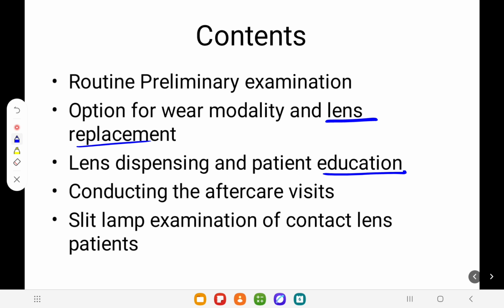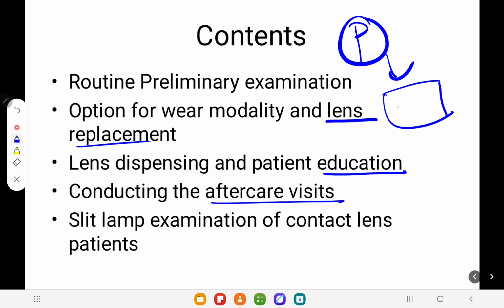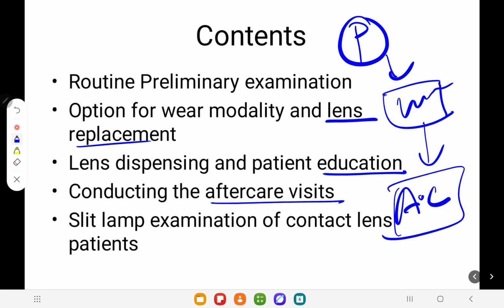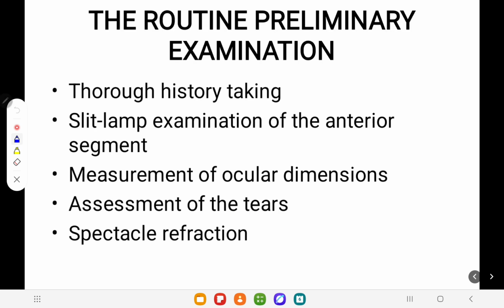So, conducting the lens aftercare visit: first the preliminary examination, then dispensing, then after the patient wears the lenses, we think about aftercare. The preliminary examination is directly correlated with the aftercare visit. As an optometrist, we make up our mind for the aftercare visit by the preliminary examination itself. Slit lamp examination and the contact lens patient, we will definitely talk about a little bit.